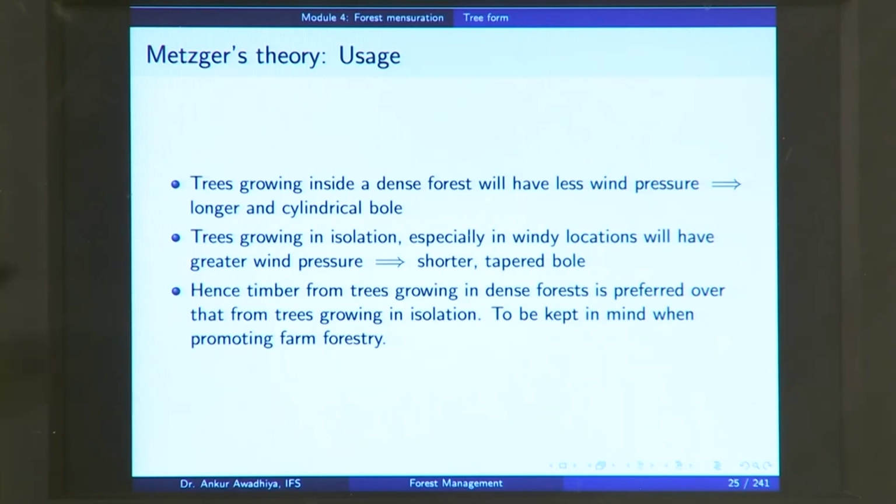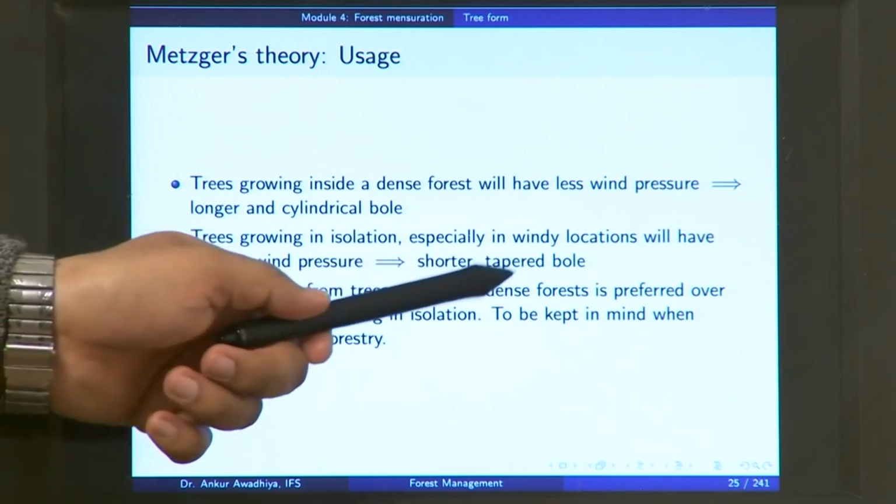And so, we can say that trees that are growing in dense forest are preferred over trees growing in isolation, because in the case of a tree in a dense forest, you have a long and roughly cylindrical bole. So, it is easy to work with, whereas in the case of a tree that is growing in isolation, you have a much more tapered bole, and so there is a lot of wastage when you want to work that material. And so, people generally prefer trees that are growing in the dense forest.